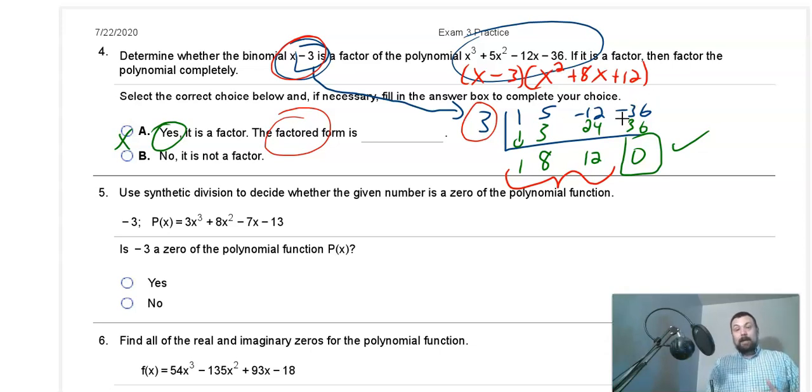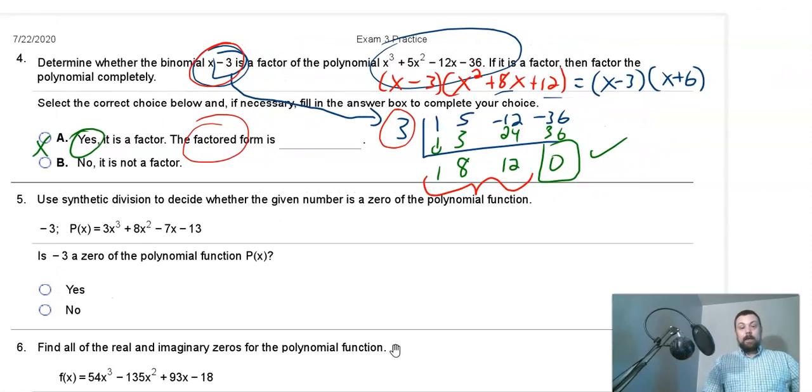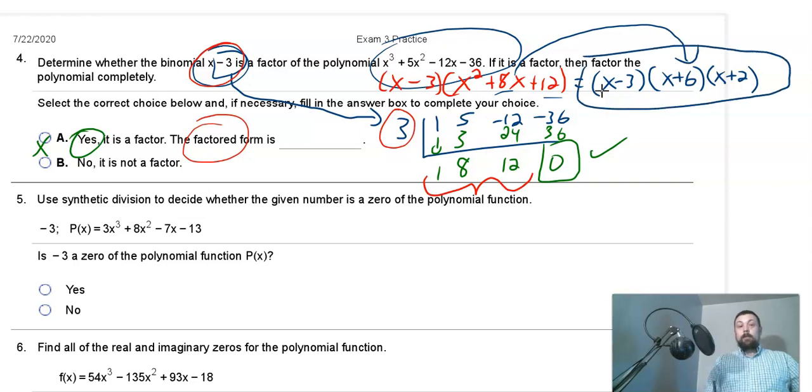Because this is now quadratic, I can factor it further by using the old techniques that we're familiar with, which is, for this situation, what two numbers multiply to 12 and add to 8? Those two numbers will be, now I'm going to copy the x minus 3 over, but those two numbers are 6 and 2, right? 6 and 2 multiply to 12, but add to 8. And so that's how this part factors, right? And now that's completely factored.